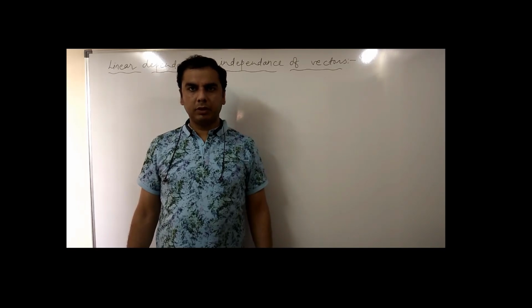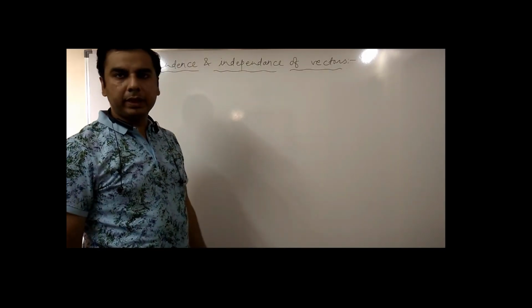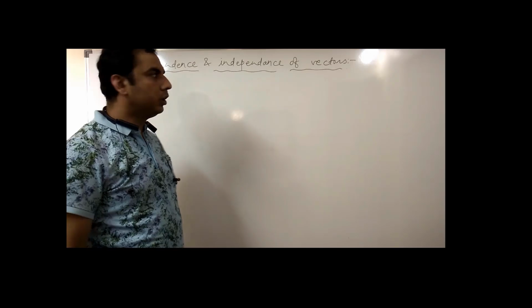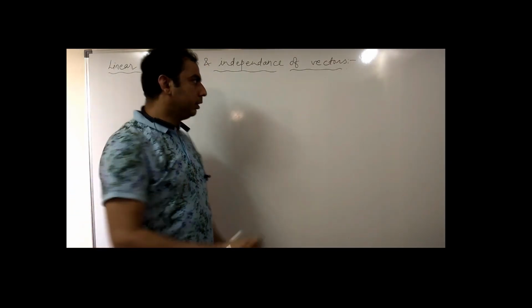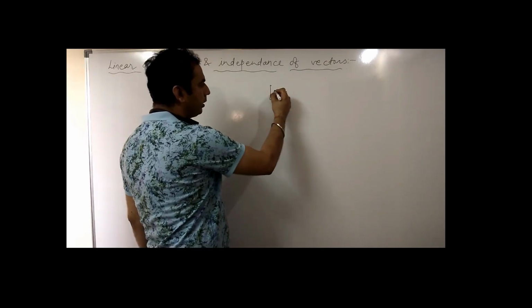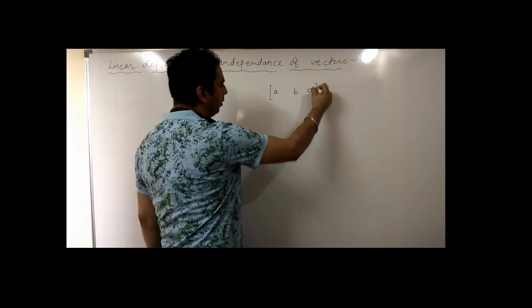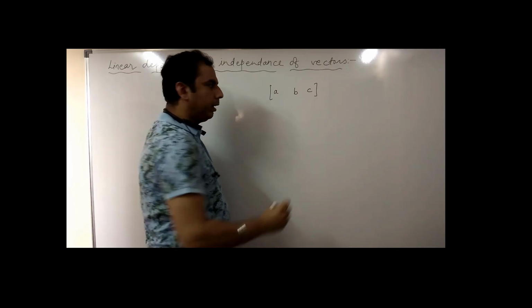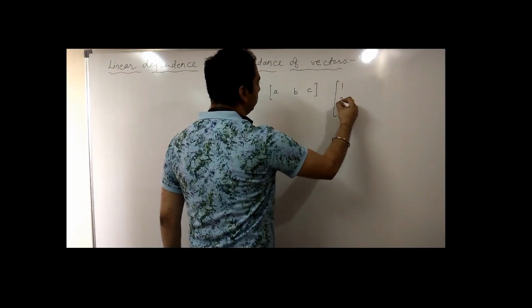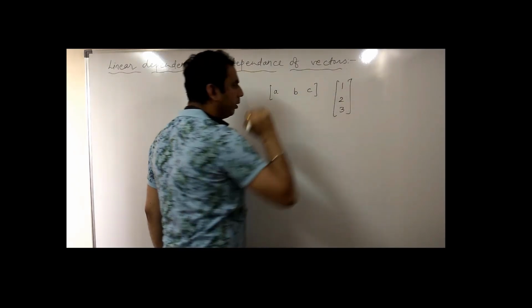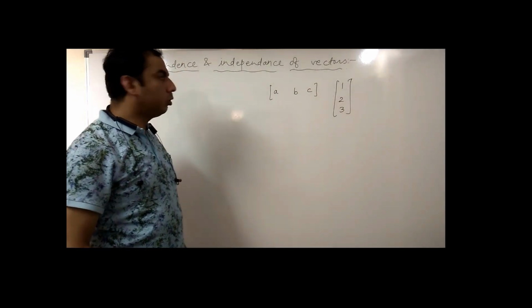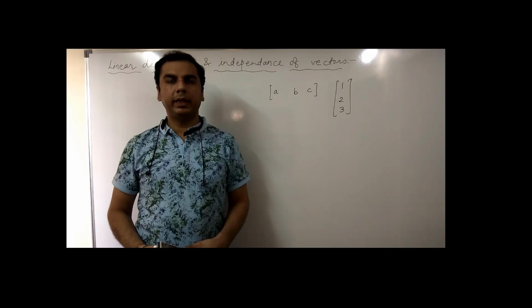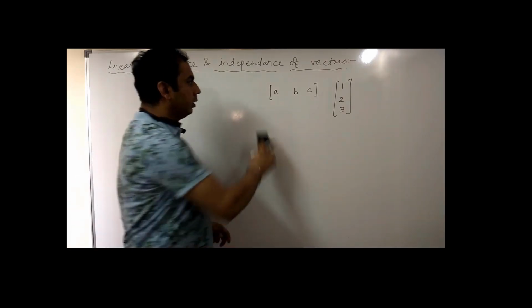Let us begin with our first topic, which is linear dependence and independence of vectors. So vectors are nothing but row or column matrices. That means if we are considering a row matrix like this, a, b, c, or a column matrix like this, 1, 2, 3, these are nothing but row or column vectors. Now we have to talk about the linear dependence and independence of these vectors.